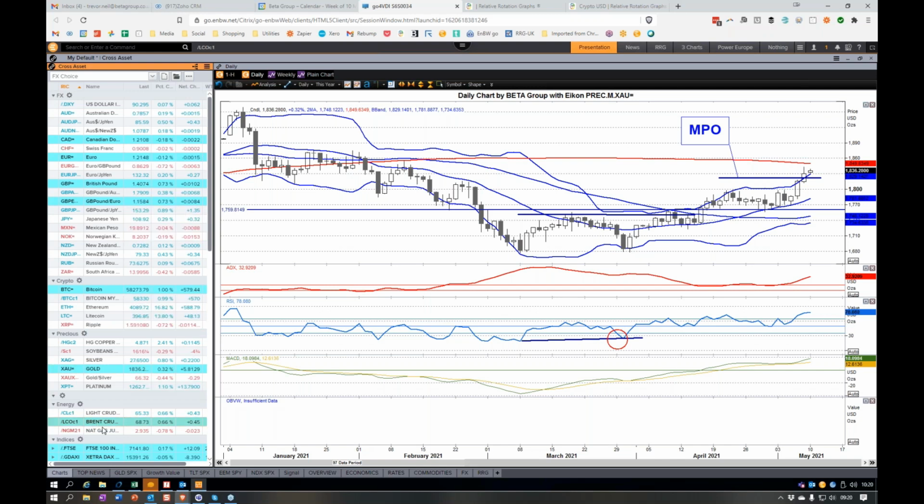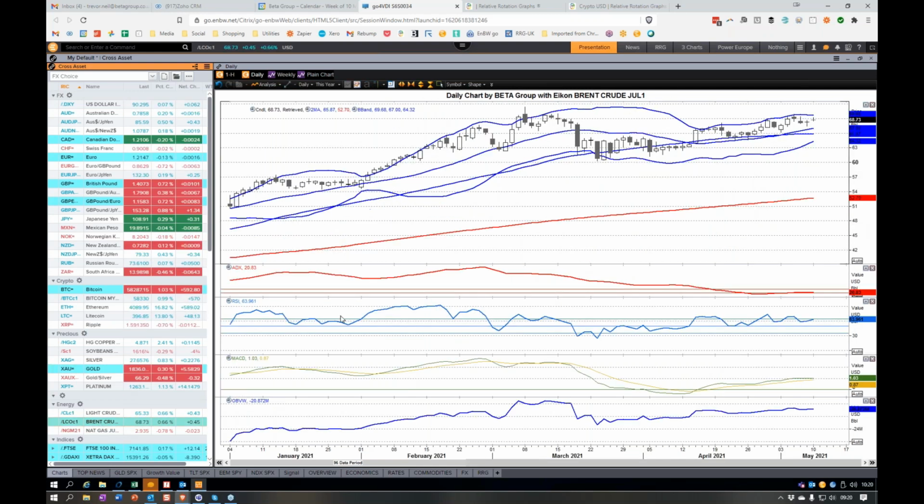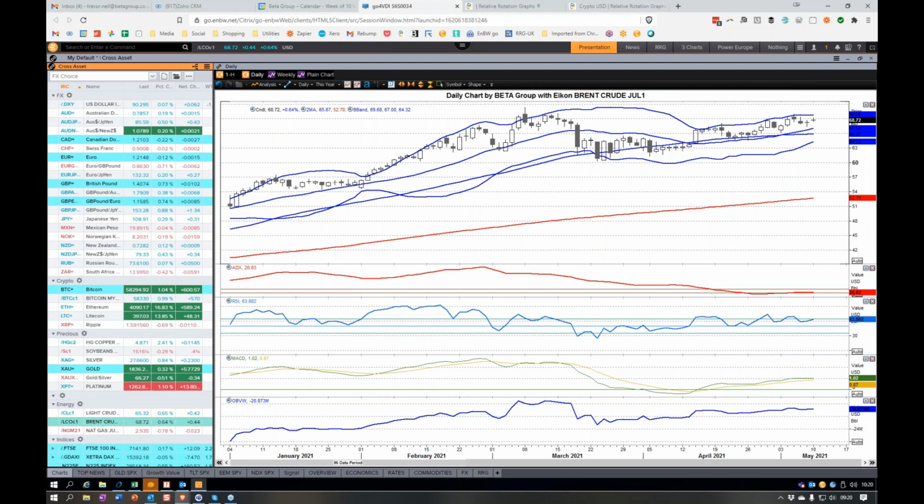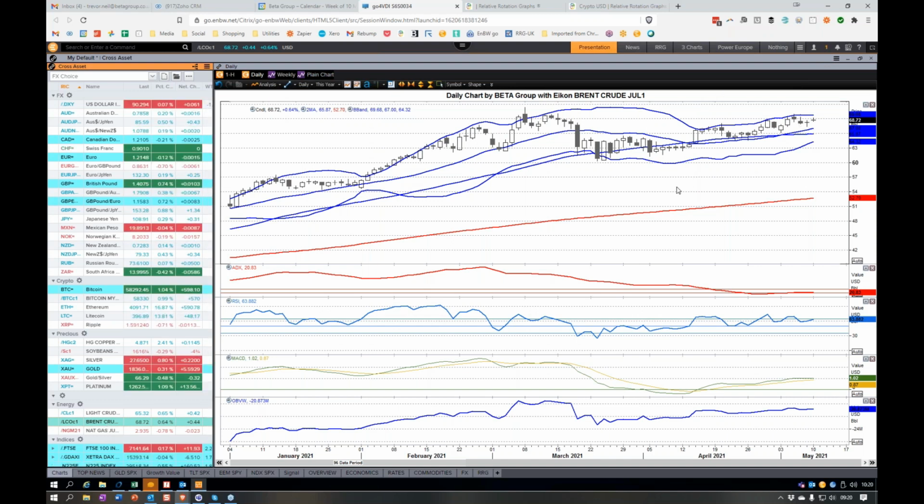Moving now to crude. Over the weekend, I expected to see a burst higher in crude, but there's my understanding of fundamentals. The Brent crude has really gone very, very quiet indeed.